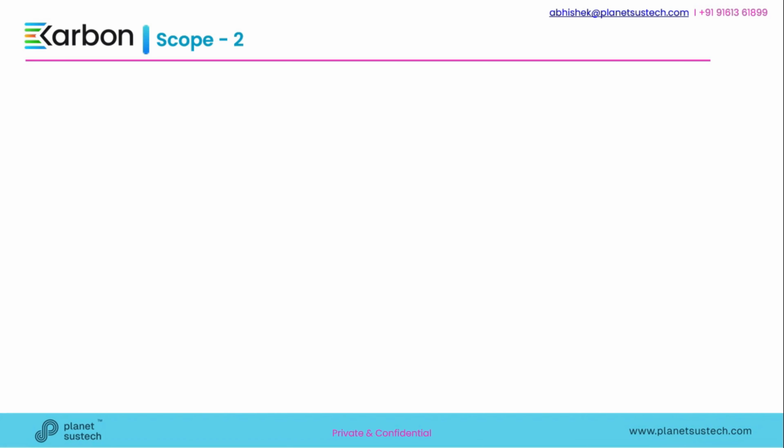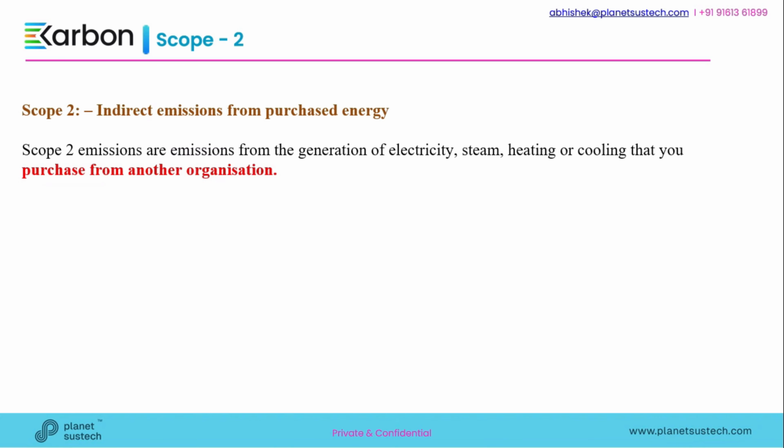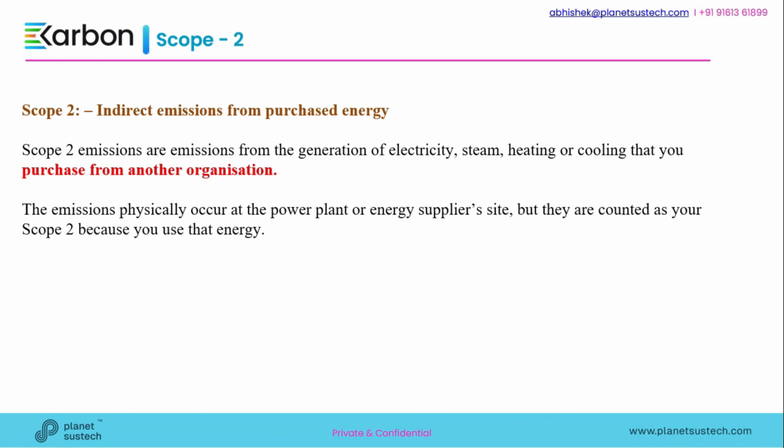Now it's time to learn Scope 2. Scope 2 means indirect emissions from purchased energy. Scope 2 emissions are emissions from the generation of electricity, steam, heating or cooling that you purchase from another organization. The emissions physically occur at the power plant or energy supplier's site, but they are counted as your Scope 2 because you use that energy.